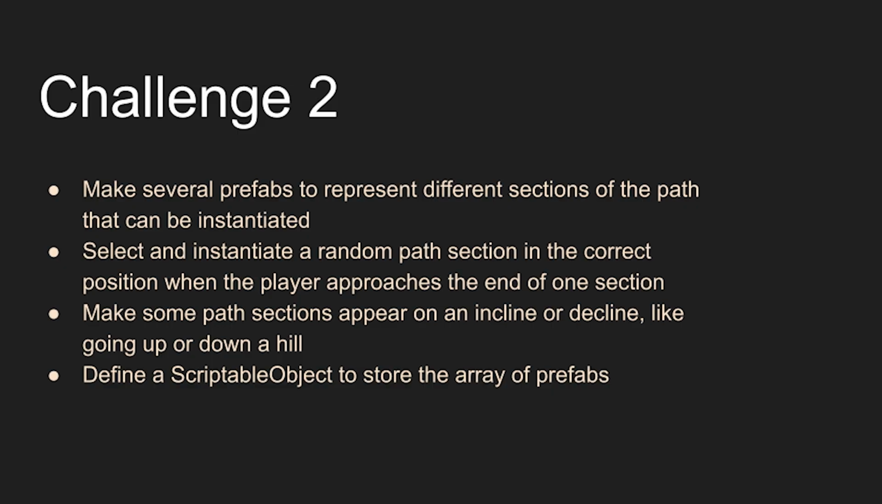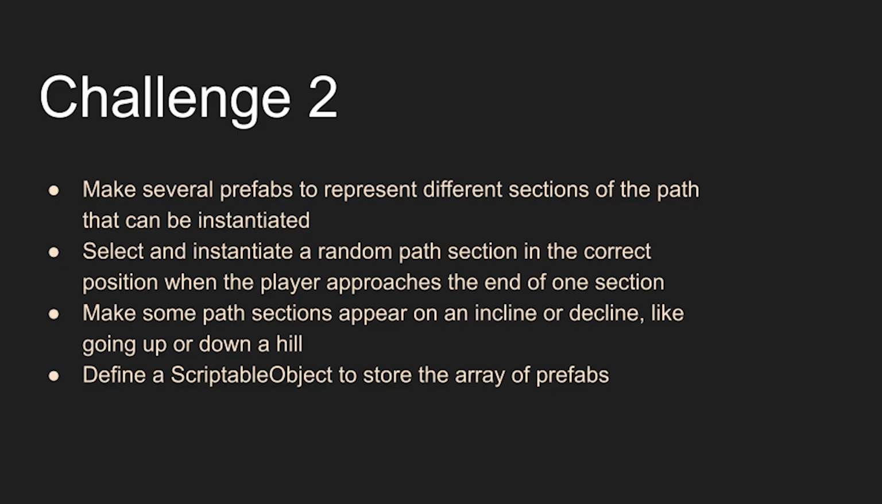Okay, now a bonus challenge here, this is a little bit tricky for sure, is to make some path sections appear on an incline or a decline, like going up or down a hill. Actually, that's not that tricky. I said it was, but maybe not. So make some path sections appear on an incline or decline. So how do you control the incline or decline there? That's an interesting question.